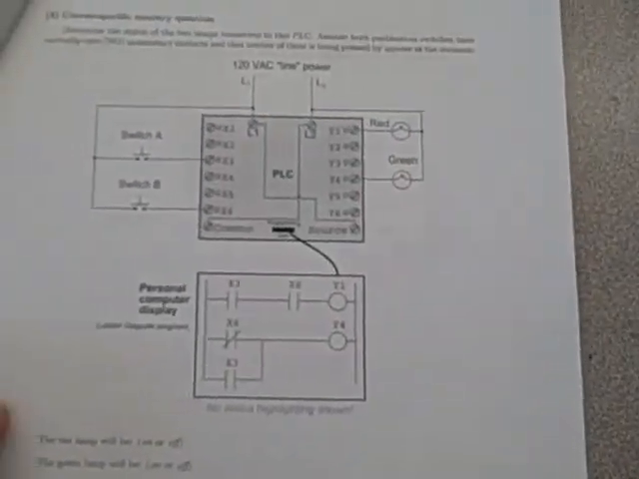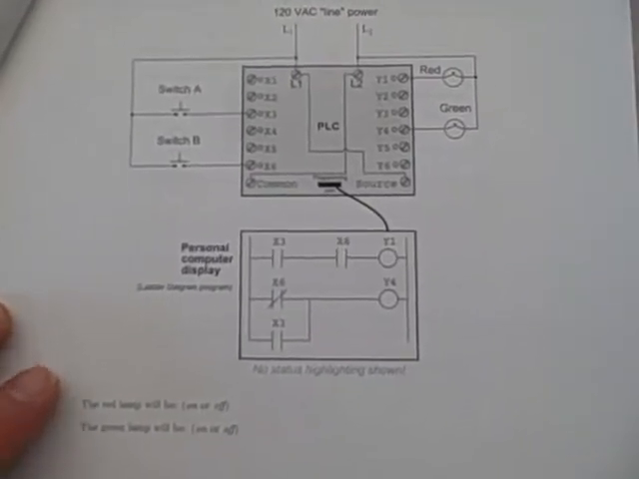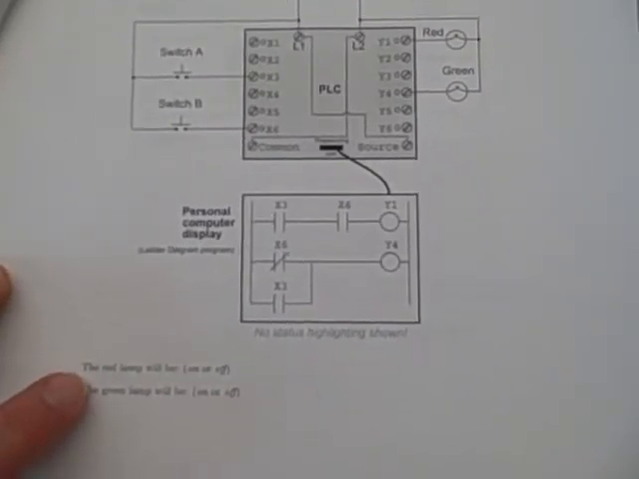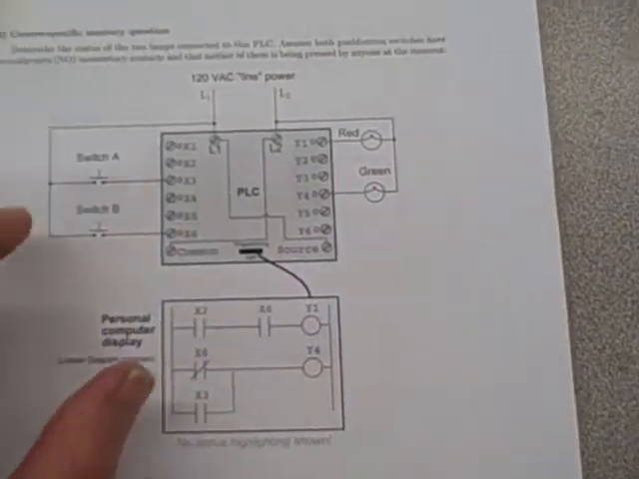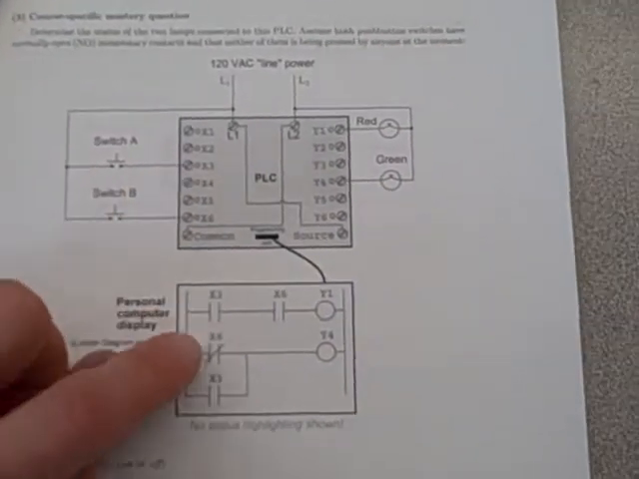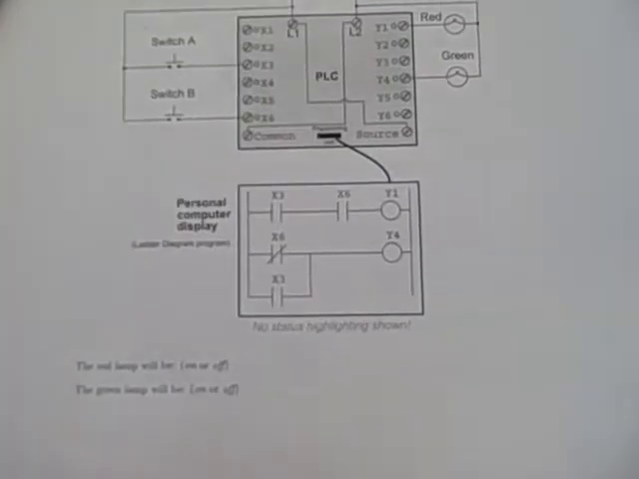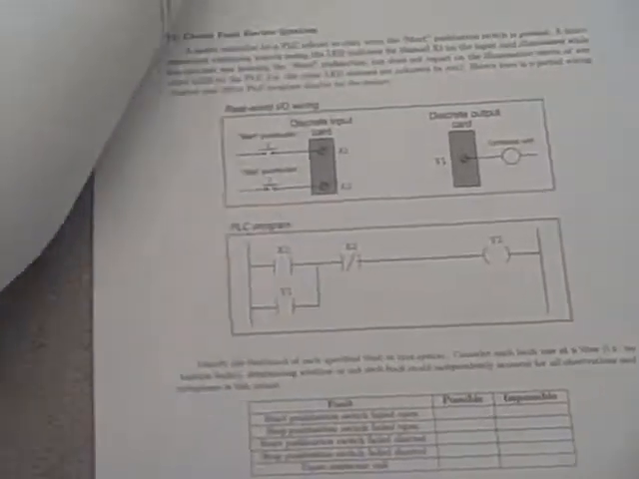Over here, we have a PLC program, and the student is asked to determine the statuses of these two lamps, red and green, based on what's happening with the switches and the way the program is written. So they have to be able to interpret the program and follow through the logic.